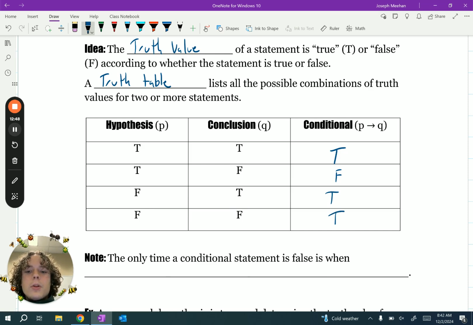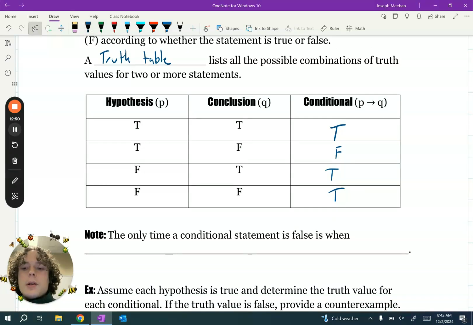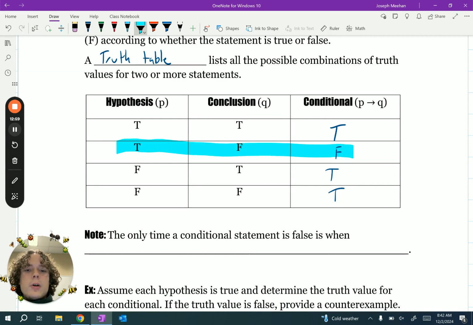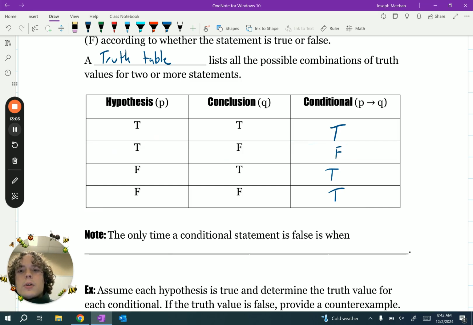All right? So if you're looking at the note down here, it says the only time a conditional statement is false is when what? Well, if you look at this second line, that's when the conditional statement is false. So the only time a conditional statement is false is when the hypothesis is true and the conclusion is false.